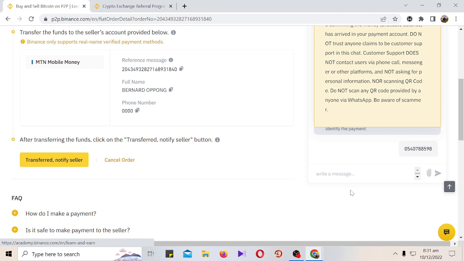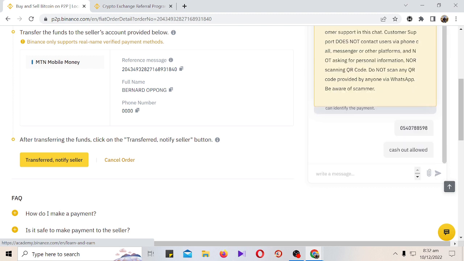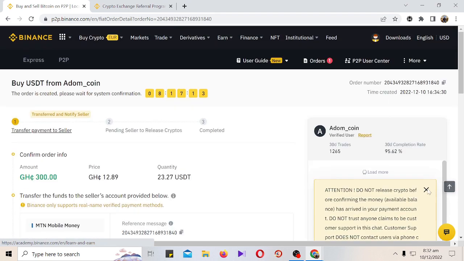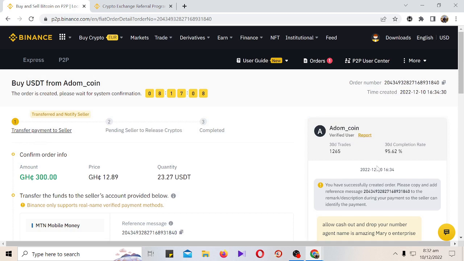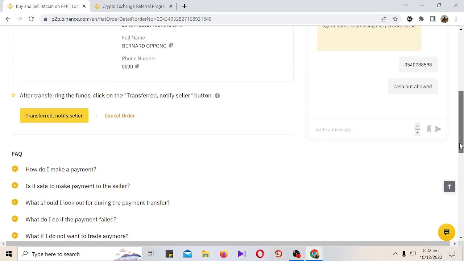Very simple. If you want to fund your Binance account, it's very simple. I've just allowed cash out, so now I'll tell him that cash out is allowed. Then I click on send. I've just notified him that I've allowed cash out. So now he's going to withdraw 300 Ghana cedis from my account and give me 23.27 USDT. This is how you fund your Binance account.